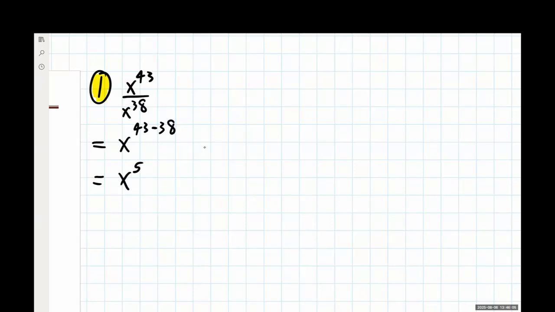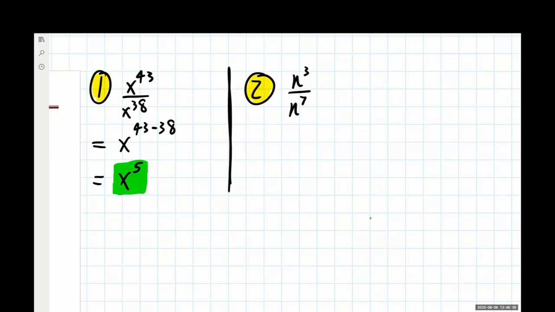And I'm just going to get x to the 5th as my final answer. Everything in the denominator would cancel out to become 1. And I have my final answer here. Nothing else needed beyond that.